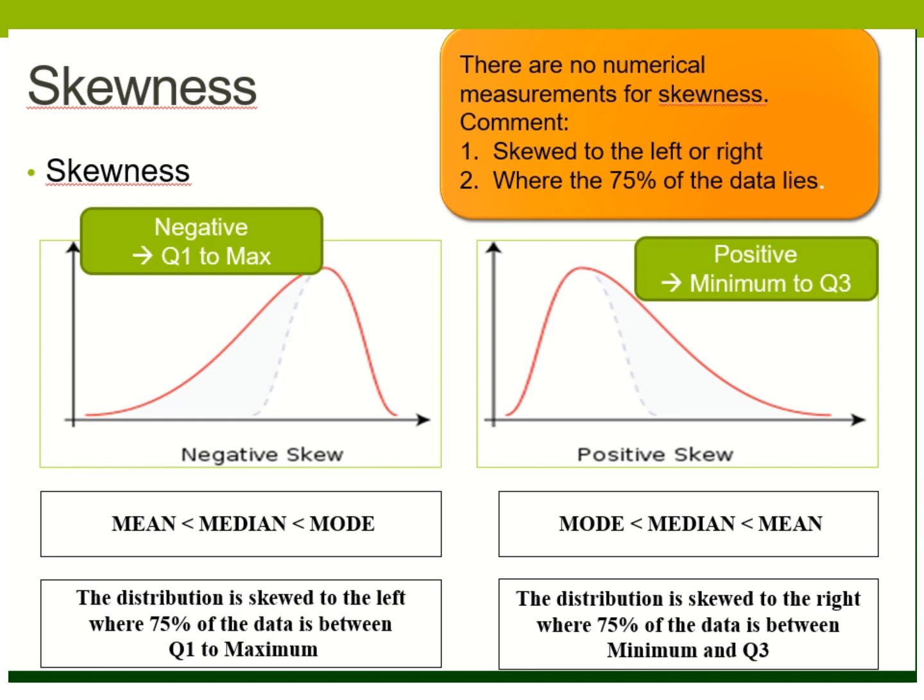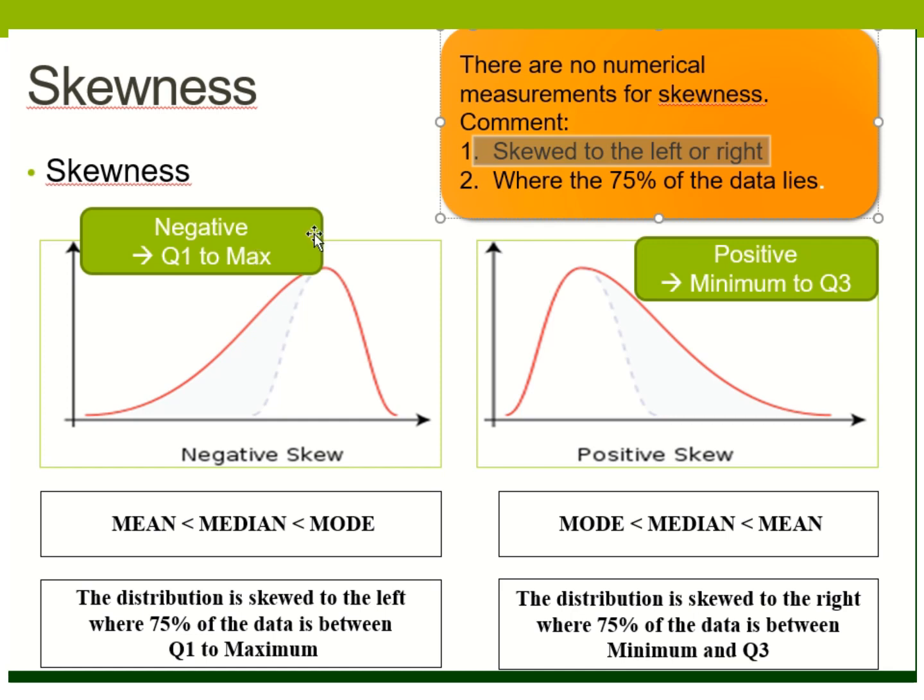Okay? So let's look at the format of commenting. First point, whether you want to use left and right or negative and positive is up to you. So skewed to the left or right. In this case, it is skewed to the left, or you can write negatively skewed, where 75% of the data is from Q1 to maximum. I will show you why we use Q1 and maximum. That is the standard way of commenting. Okay, I'll show you why later.